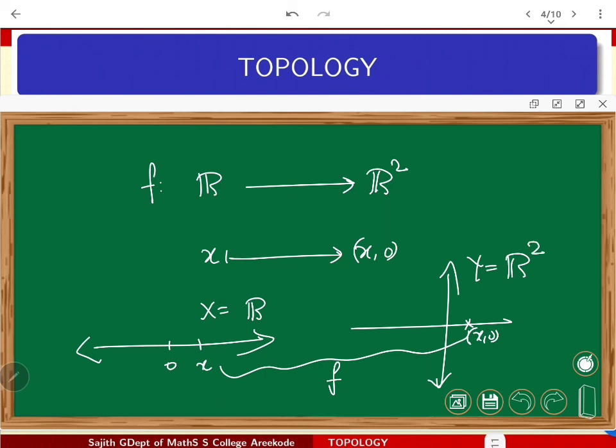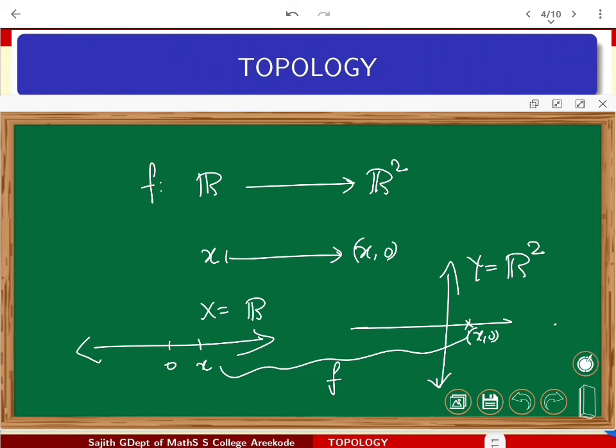If you are considering it as a function from R to R2 with usual topologies, then it is not going to be an open map, an open function. Why is it so? For example, the entire domain R, X, is open. But in R2, the image is going to be the x-axis. That is not going to be open in R2.